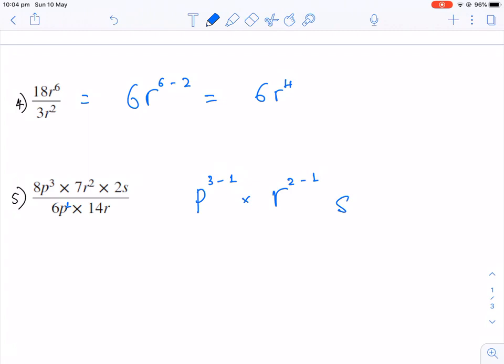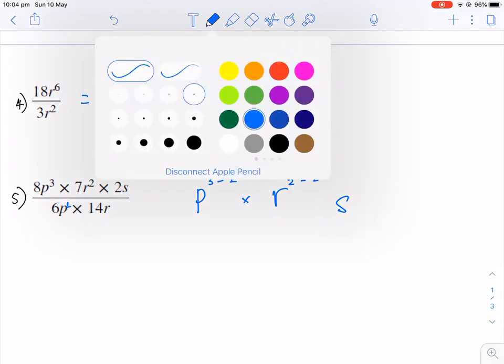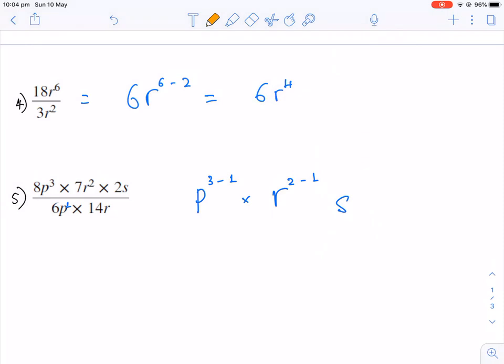How about the numbers? We simplify the numbers by using the cancellation rule. So I can cancel 7 with 14. 7 divided by 7 is 1, 14 divided by 7 is 2. And then 8 and 6: 8 divided by 2 is 4, 6 divided by 2 is 3. So the numbers on the top that I have are 4 times 1 times 2, and in the bottom I have 5 times 2.